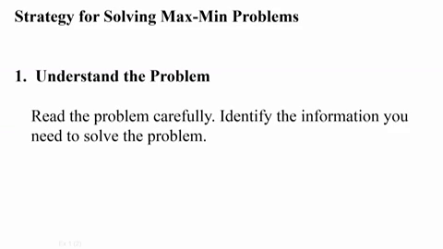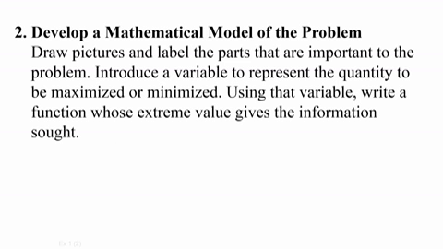Strategy for solving max-min problems. 1. Understand the problem. Read the problem carefully. Identify the information you need to solve the problem. 2. Develop a mathematical model for the problem. Draw pictures and label the parts that are important to the problem. Introduce a variable to represent the quantity to be maximized or minimized. Using that variable, write a function whose extreme value gives the information sought.